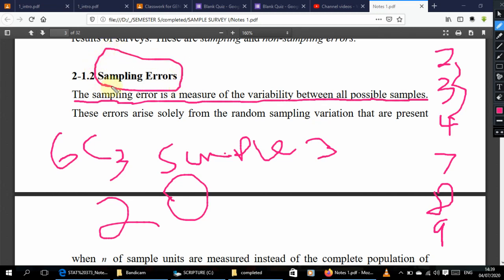Okay, so these errors arise solely from the random sampling variation that is present. Because you are taking a sample, there is a lot of random sampling. If you do random sampling, you can pick 20 samples like this, and there are too many of them. Somebody will pick this 3, somebody will pick that 3. There are definitely going to be differences, there's variation, and that is a sampling error. Take note of that.